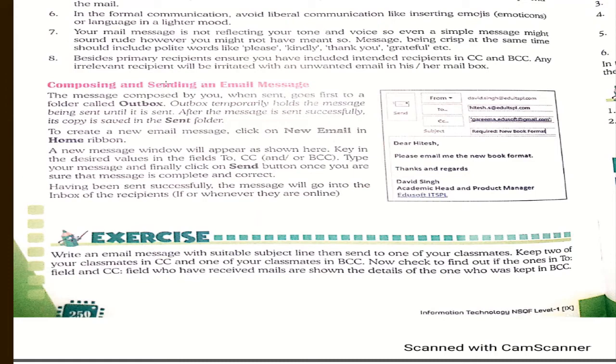The message composed by you, when sent, goes first to a folder called outbox, and then it holds for a few seconds or a minute according to the network speed, and then it goes to the sent folder when the message has been sent successfully. To create a new email, click on New Email in the Home ribbon, and then choose the CC or BCC, write the message, and finally click on send.